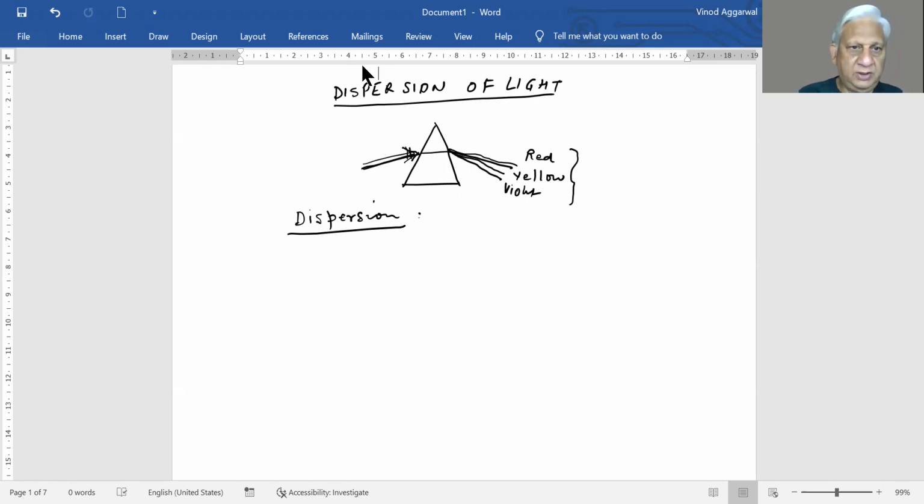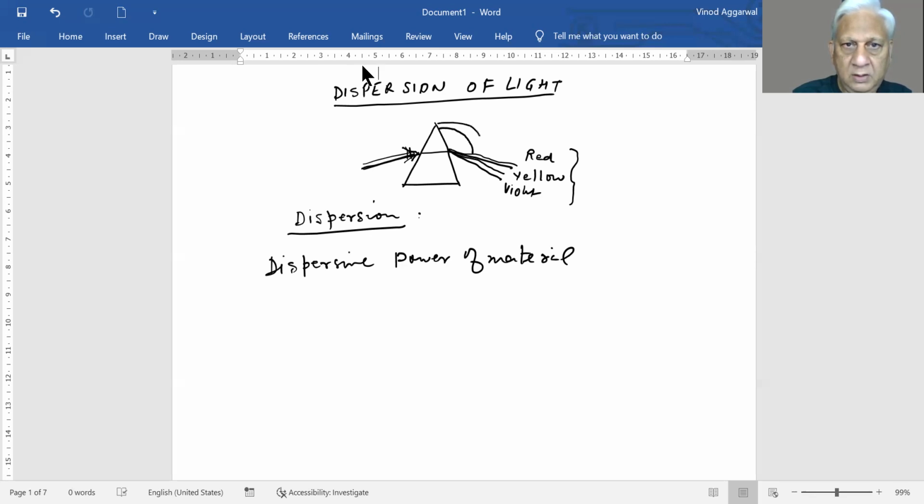Now, there are a few terms. Let's see what they are. One is dispersive power of material. Now, you might be wondering what is dispersion. Dispersion is this angle. For example, this will be for red. This will be for violet.